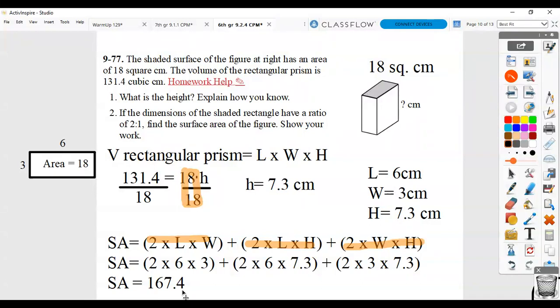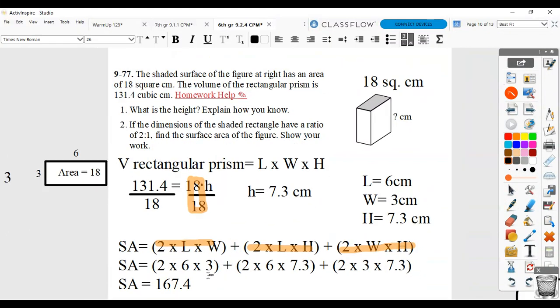Now, I don't have a label on this, but it should be centimeters because, surface area, I should say square centimeters. Surface area is area, and area we know is always square units. So when you find the area of the top and bottom, the area of the 2 sides, the area of the front and back, those are all square units, and when you add them up, you get a total surface area that's in square centimeters.